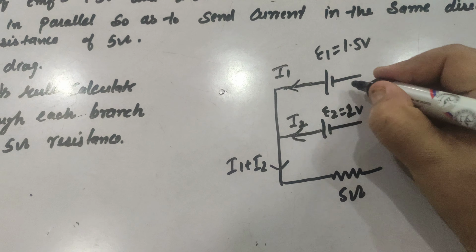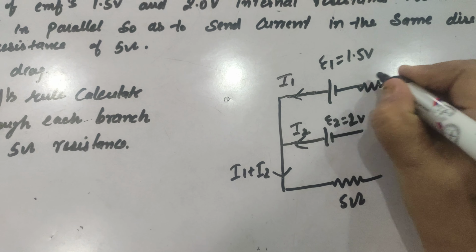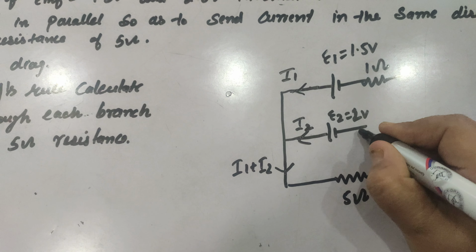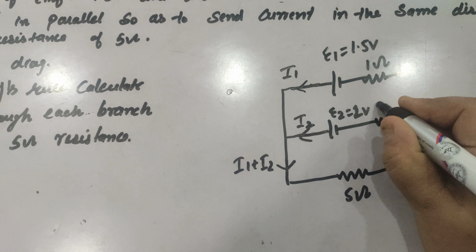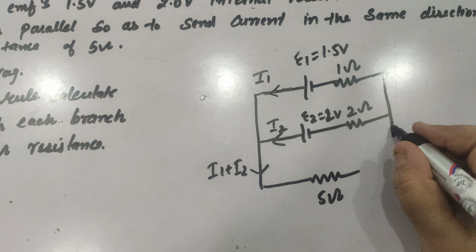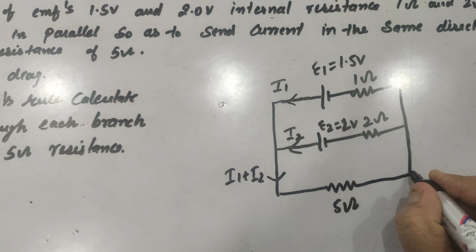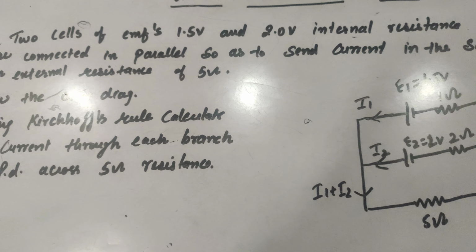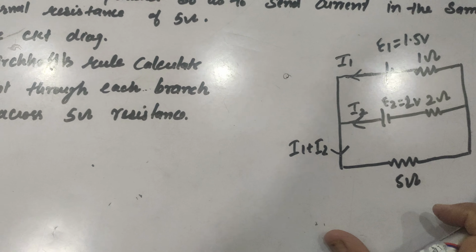Here we have to show the internal resistance also. This is having 1 ohm internal resistance and this is having 2 ohm internal resistance. So the circuit is complete. That is our first point, to complete the circuit diagram. We have completed the circuit diagram.